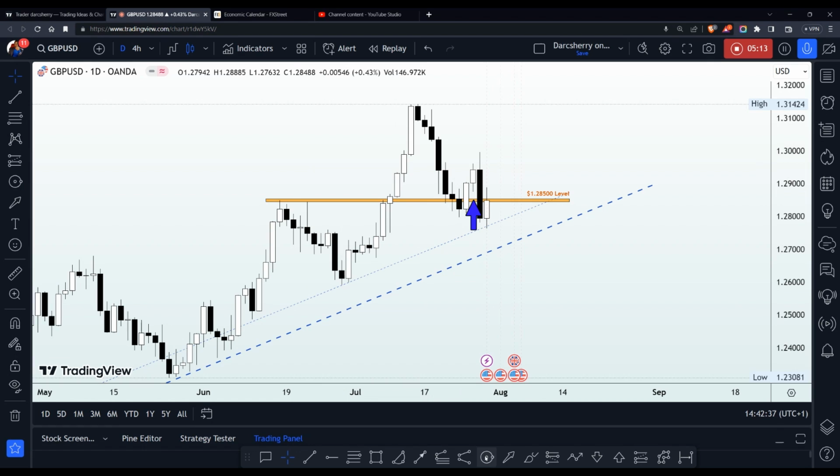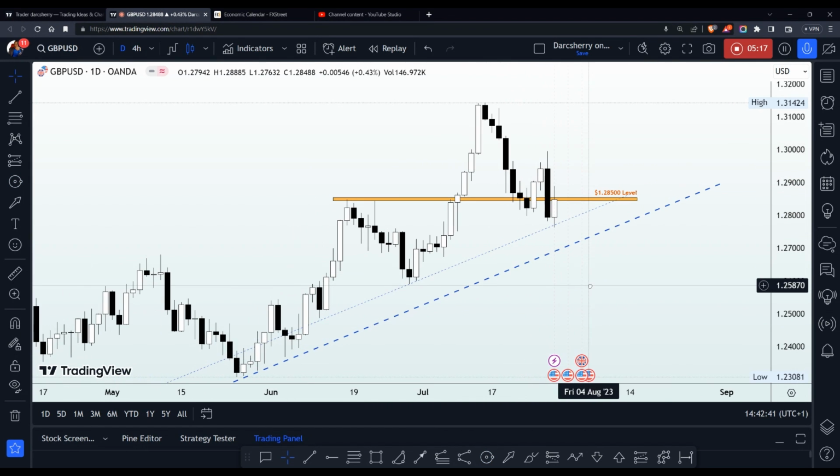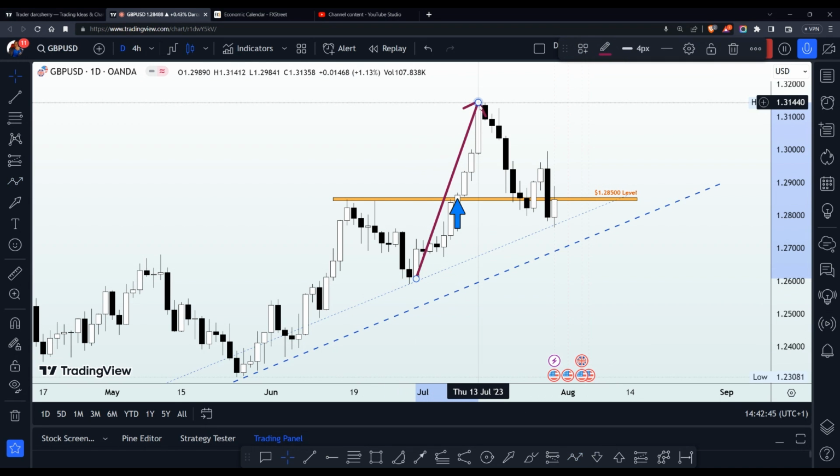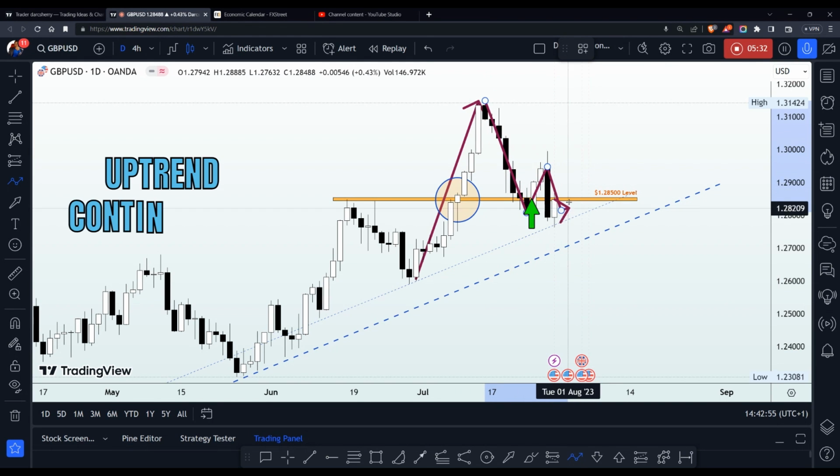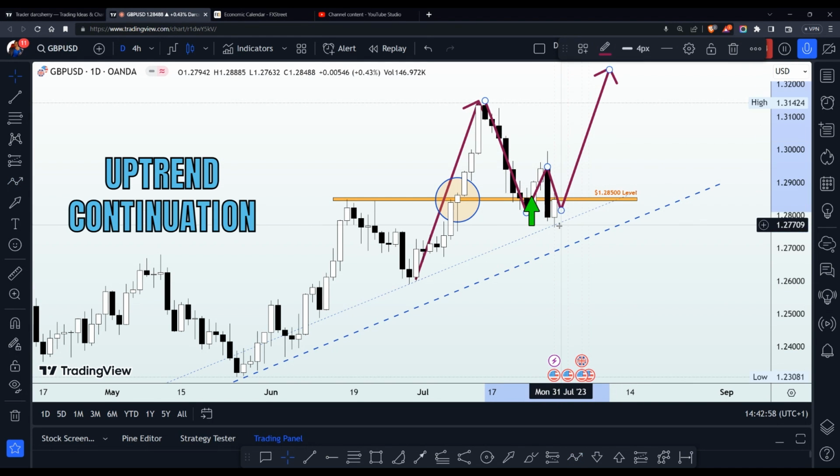Now, price is back into that structure, and we all know that from a technical standpoint, when price action breaks out of a key structure such as the 1.285 identified here, we expect that price is likely going to come back and retest that structure in anticipation of an uptrend continuation.